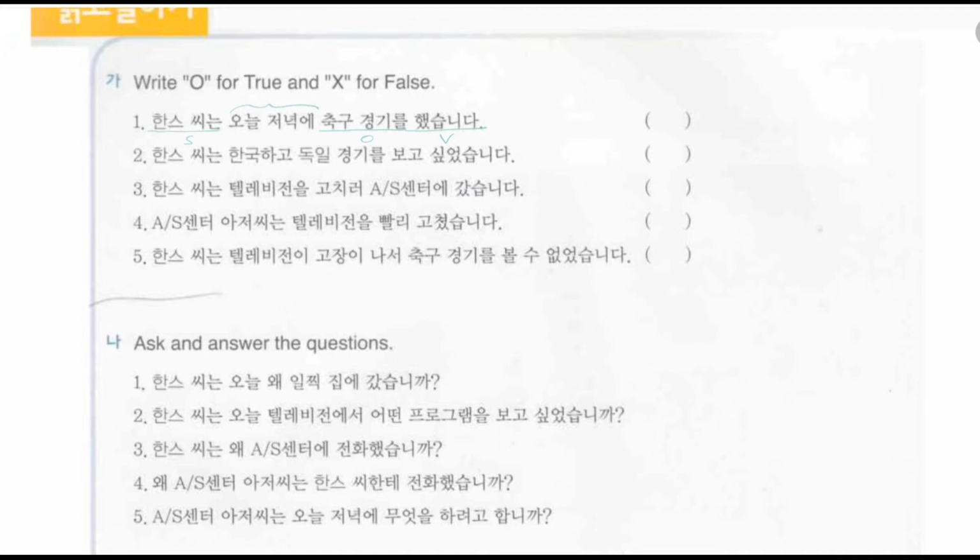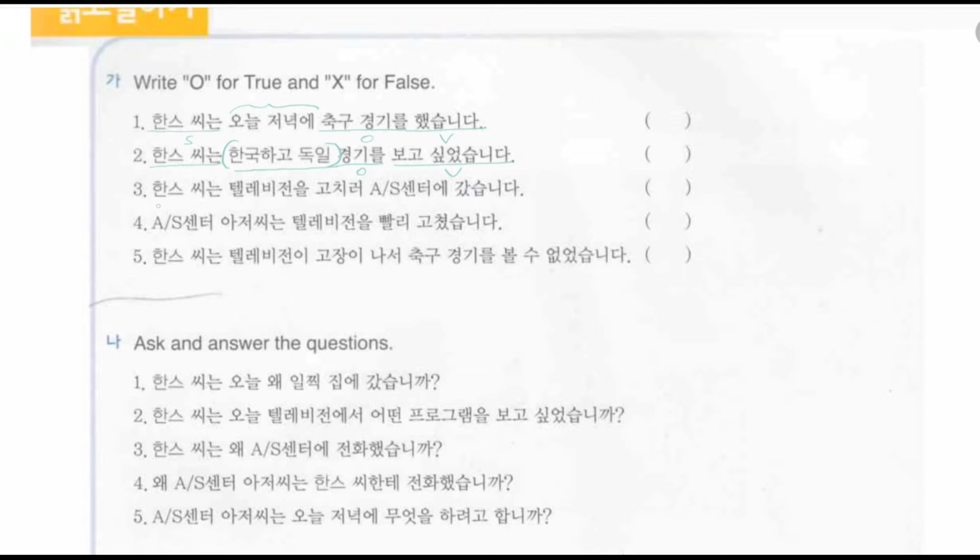Let's find out. 2번, 한스 씨는 한국하고 독일 경기를 보고 싶었습니다. 자, Hans wanted to watch what? 경기를. This is object, but you can extend it to here. 자, what match? The match between Korea and 독일, Germany. So Hans wanted to watch the match between Korea and Germany.